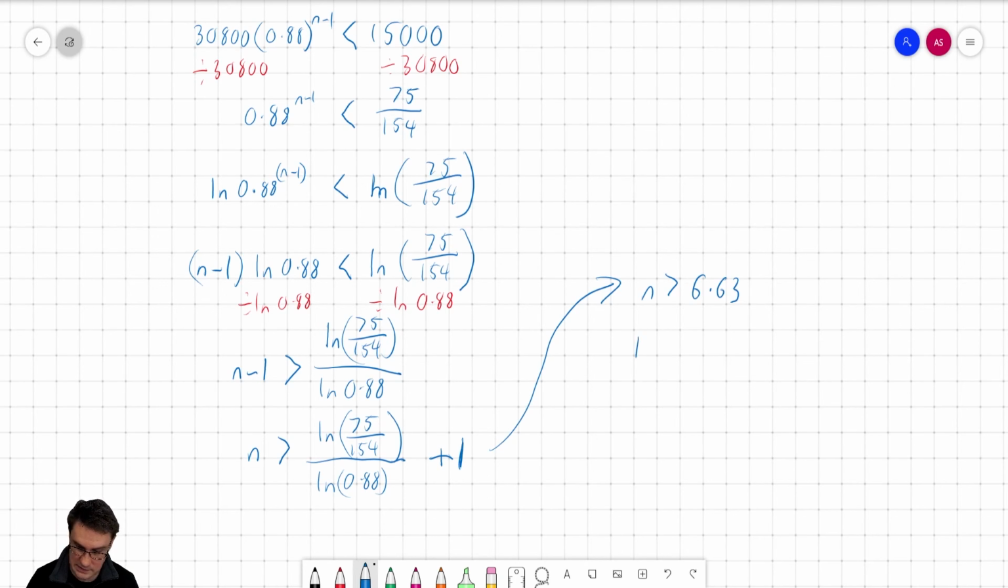So it will take approximately, and remember to always write your responses in a sentence at the end to make it clear that you've understood the question, 7 years, because we've got to round it up for the value to drop below 15,000.